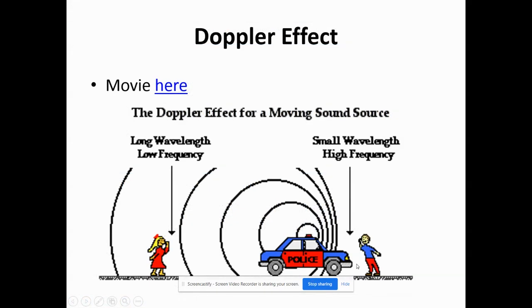Here's the diagram in the presentation that shows the compressions are closer together as the car approaches you. And if the car is moving away from you, the compressions are further apart. So the result is lower frequency equals lower pitch, and a longer wavelength, the distance between the compressions is greater. And over here, the frequency will be higher and the wavelength will be shorter. Let's watch a video that demonstrates this.